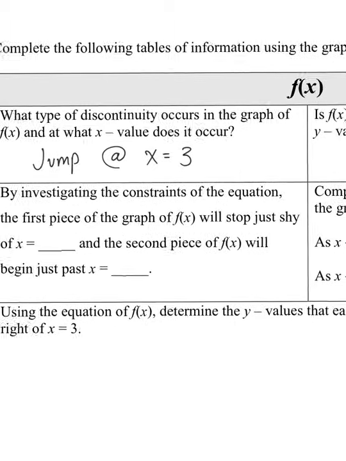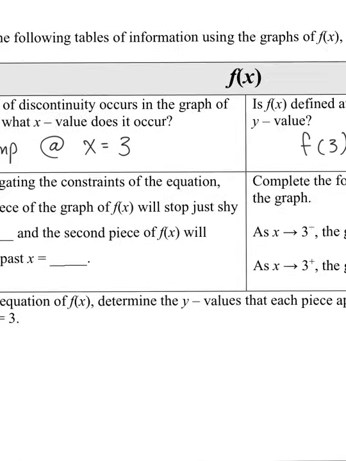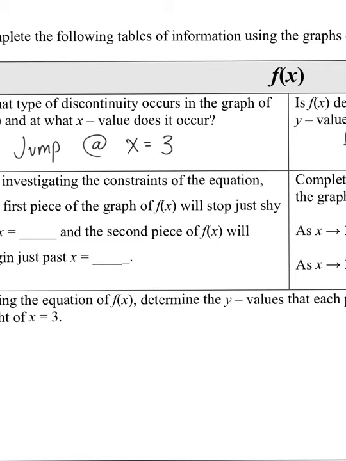All right, moving on to the next box. By investigating the constraints of the equation, the first piece of the graph of f of x will stop just shy of x equaling 3. That's where our hole begins in our absolute value function. And the second piece of f of x will begin just past x being equal to 3. That is where our linear equation starts.